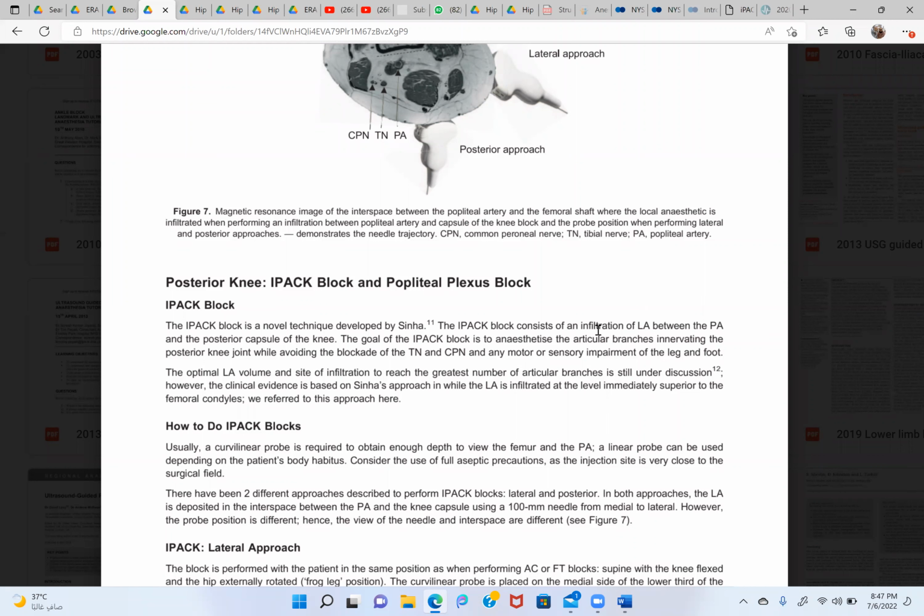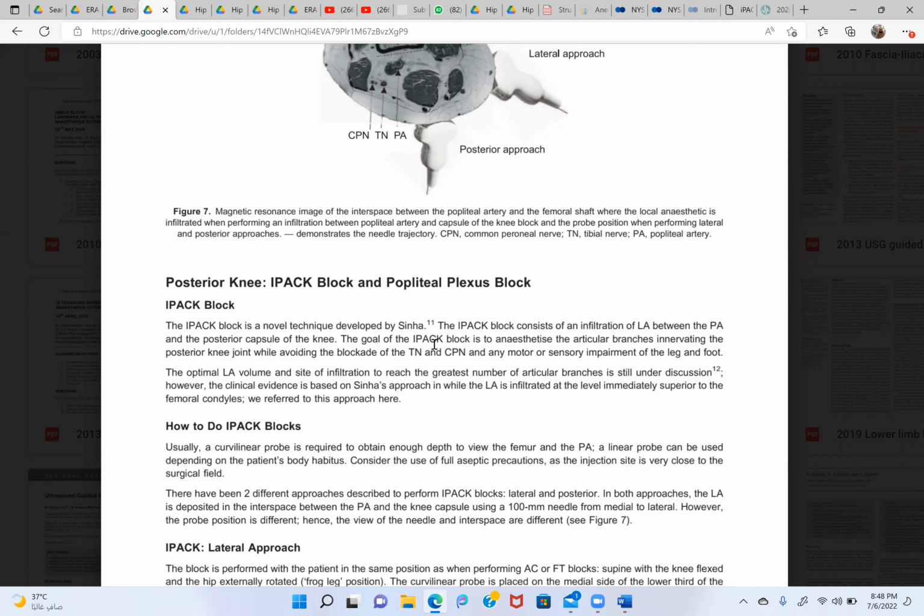So that consists of infiltration of local anesthetic between the popliteal artery and the posterior capsule of the knee. The goal of the IPACK block is to anesthetize the articular branches innervating the posterior knee joint while avoiding blockade of the tibial nerve and common peroneal nerve. So actually, this is a relatively newer block, so they still have to evolve the absolutely correct technique.